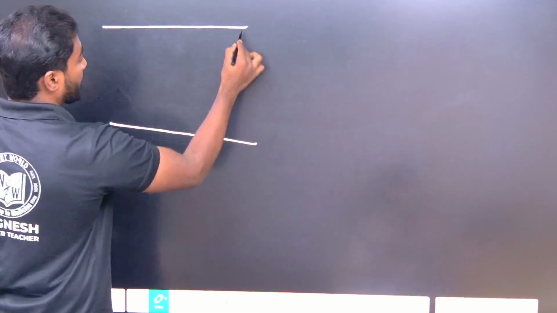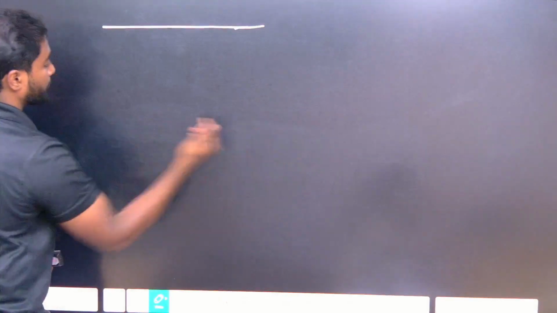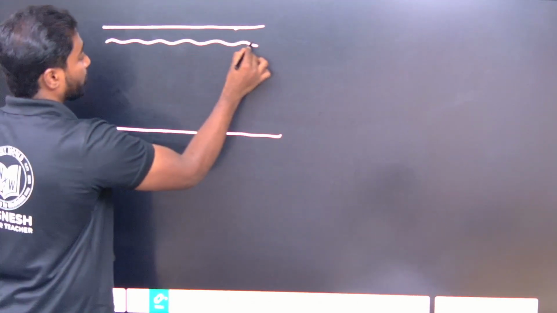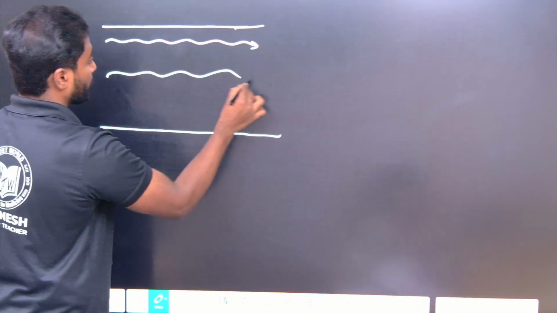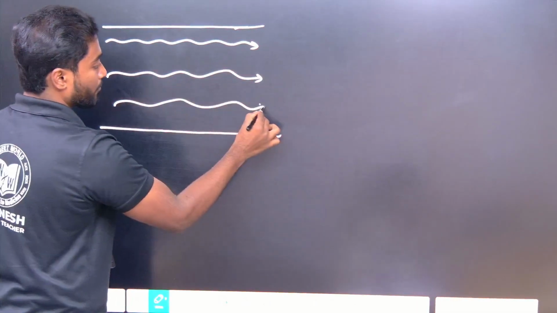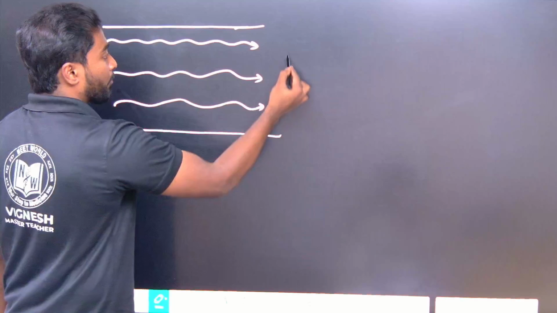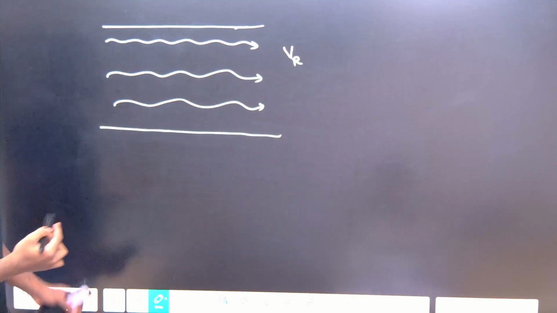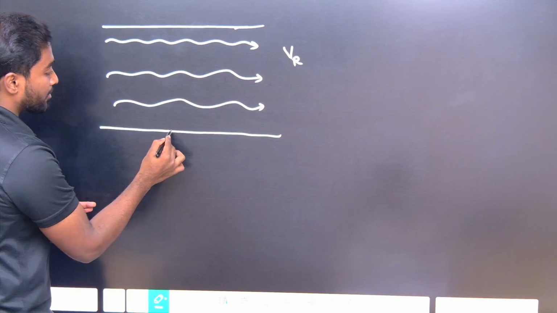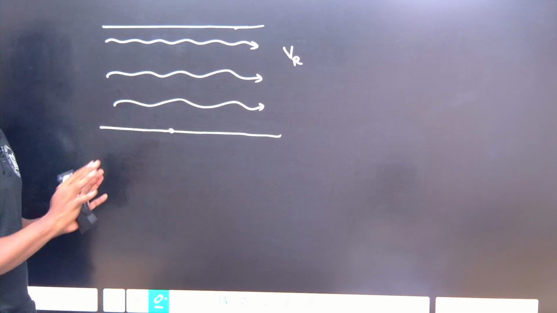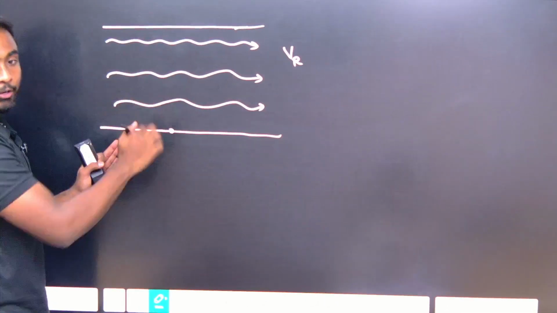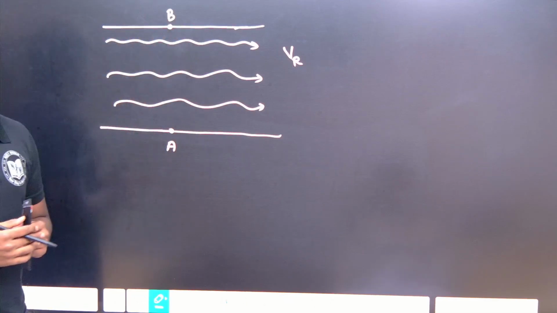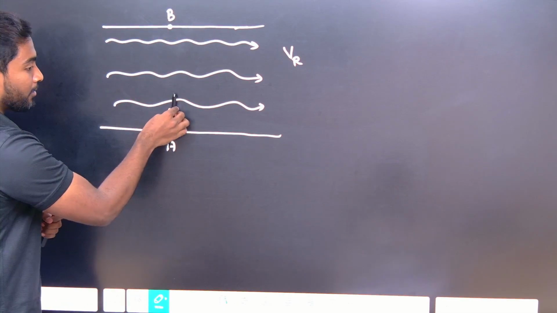So suppose the river is flowing in this direction. What is the velocity of the river? Let me consider the velocity of the river as Vr. A person starts swimming or going in a boat here, from this point to this point. He needs to reach from point A to point B. He is starting in this direction.